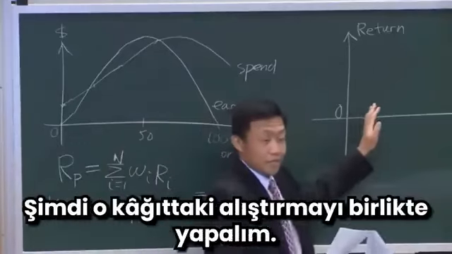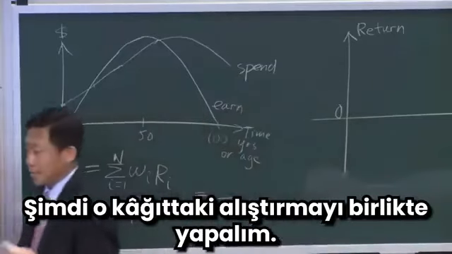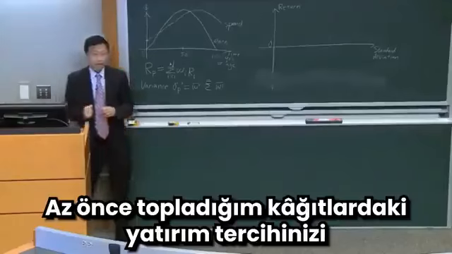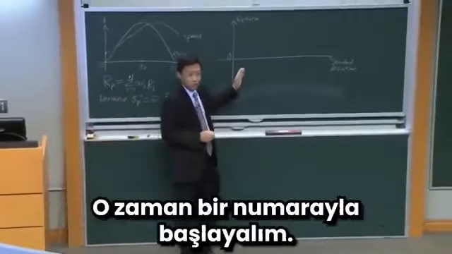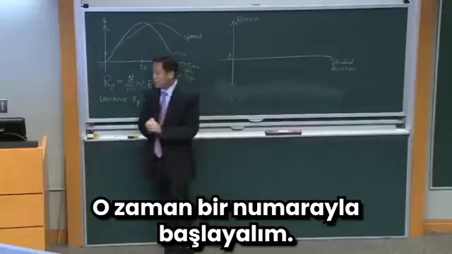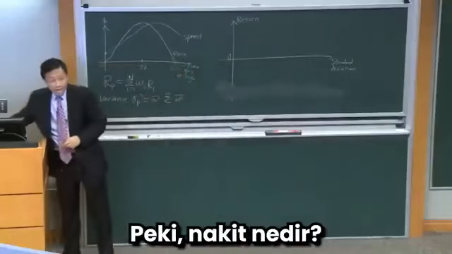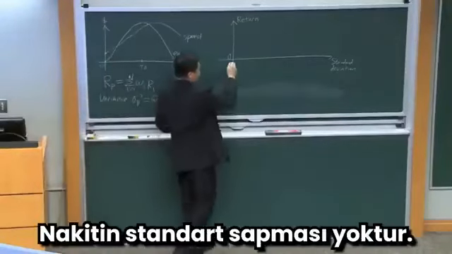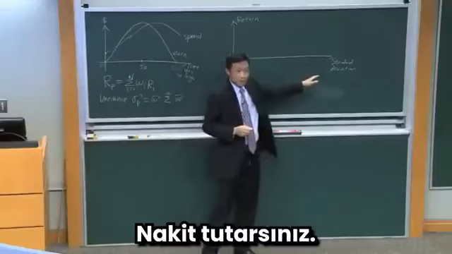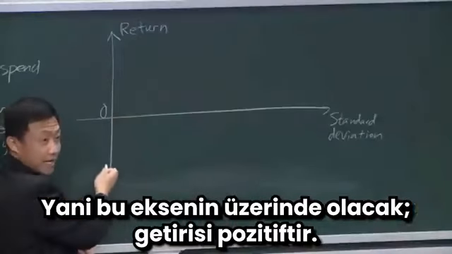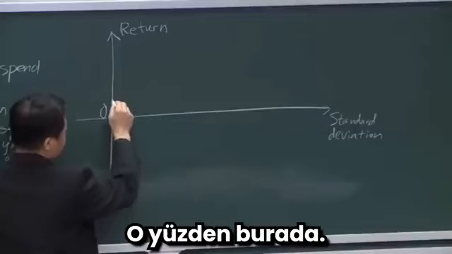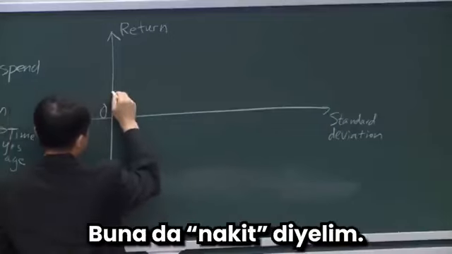I want us to go through the exercise on that piece of paper I just collected back, to put your choice of investment on this chart. Okay, so let's start with 1. What is cash? Cash has no standard deviation. You hold cash, so it's going to be on this axis. It's positive return. So that's here. So let's call this cash.